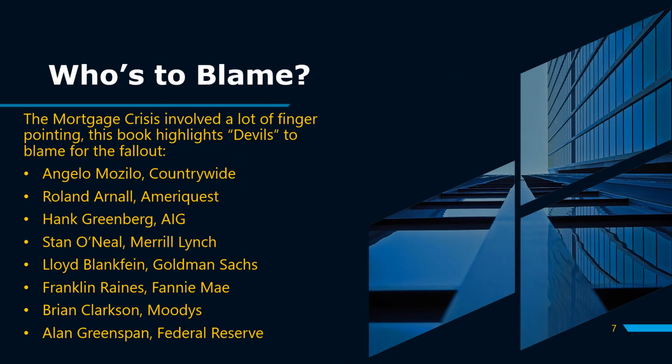The book is titled All the Devils Are Here because it profiles several people that it feels are to blame for the mortgage crisis. Though several are mentioned, here are a few that I felt were necessary to highlight as they each represent a different piece of the puzzle.